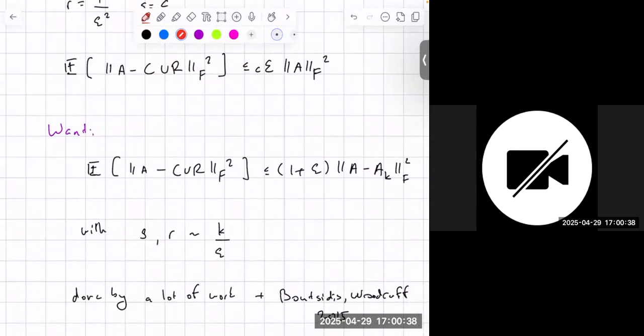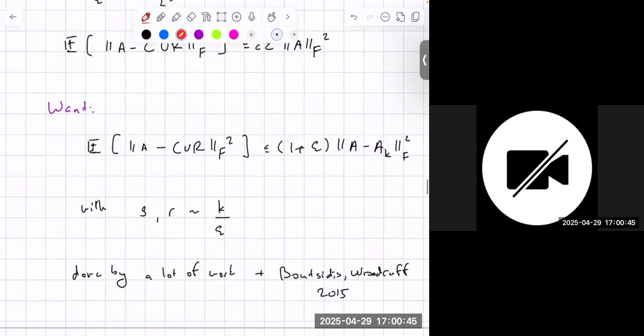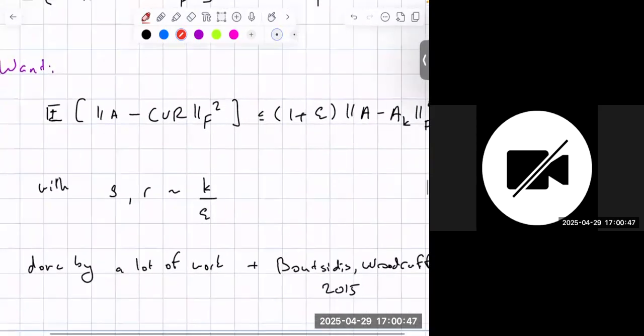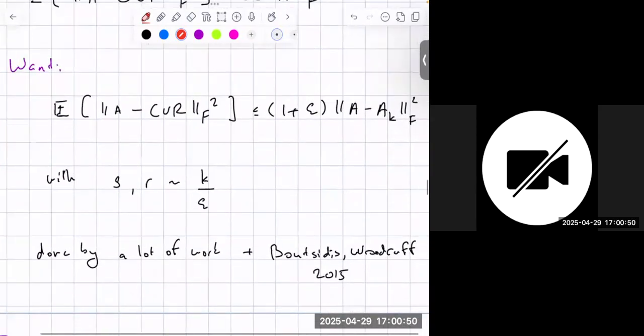If you want, let me go slowly to explain to you what this is. This is a result by Woodruff and both cities.